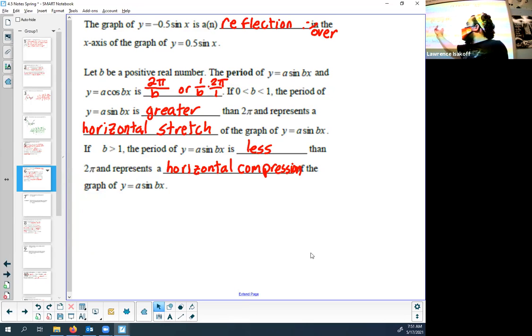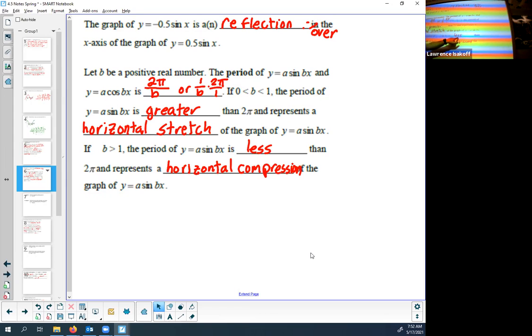So we're going to have two things happen. We can stretch it out horizontally, or we can compress it horizontally. So if b is greater than 1, that means the period is less than 2 pi, which will be a horizontal compression.